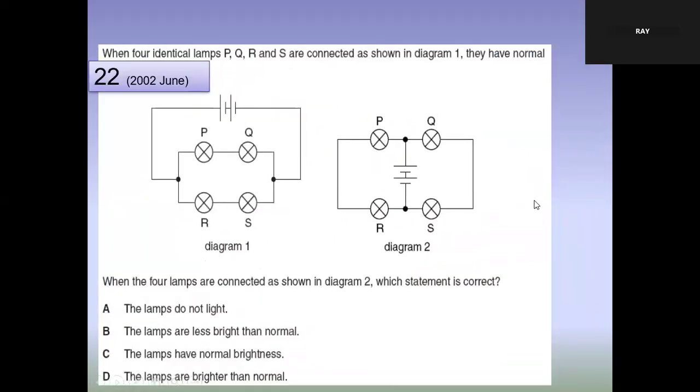How about this one? When four identical lamps P, Q, R, and S are connected as shown in diagram 1, they have normal brightness. When the four lamps are connected as shown in figure 2, which statement is correct? The lamps do not light. The lamps are less bright than normal. The lamps have normal brightness. The lamps are brighter than normal. What's your answer?